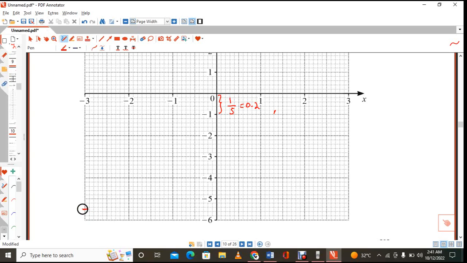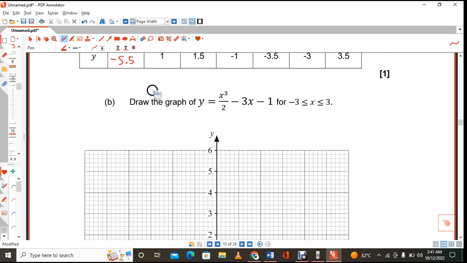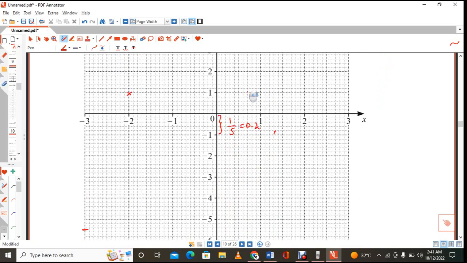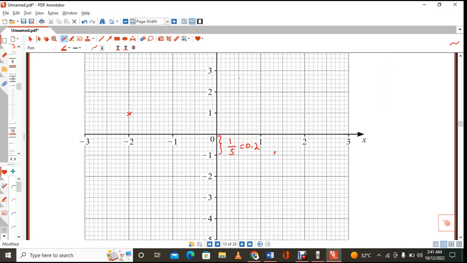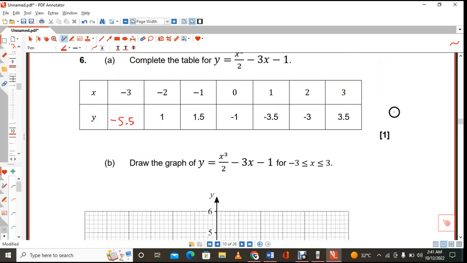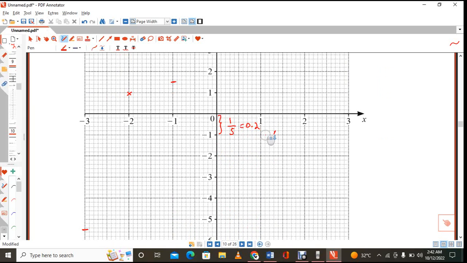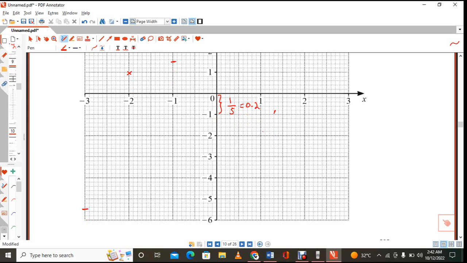Okay, and when x is -2, the answer is 1. So -2 is 1. You get that from the table. So you just make that cross nicely. So when x is -1, y will be 1.5. So here we go again. So 1.5, so that's 1.2, 1.4. It's more or less halfway somewhere over there. Then when x is 0, y equals -1, which means it comes back again all the way up to here.